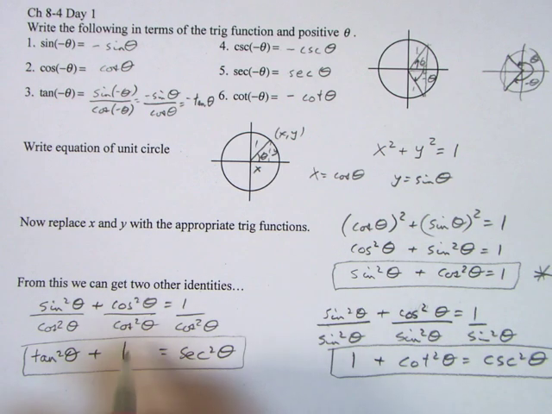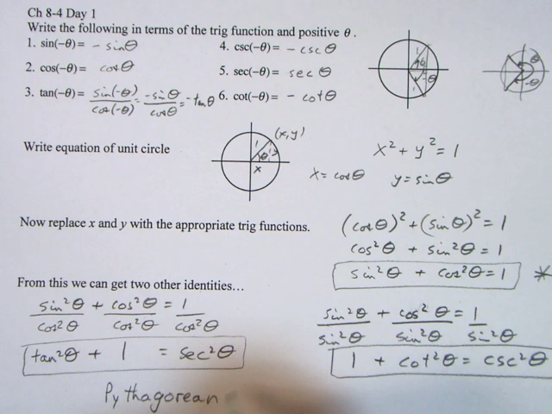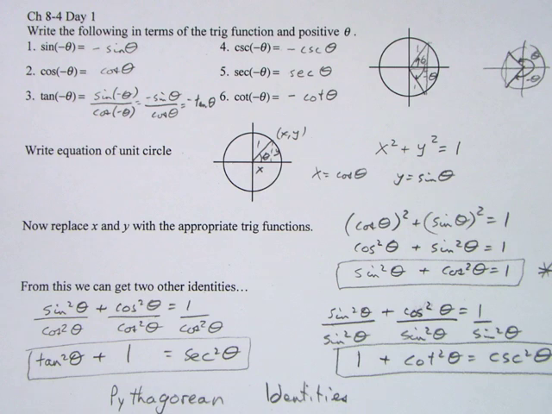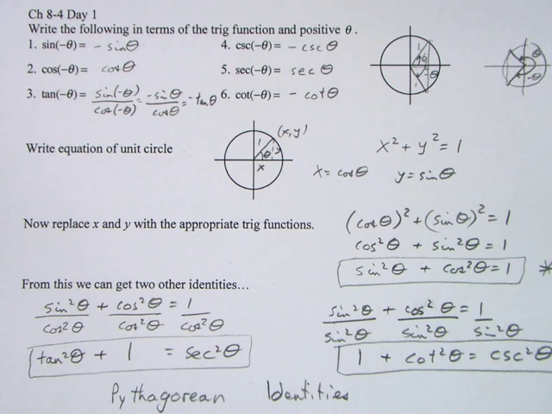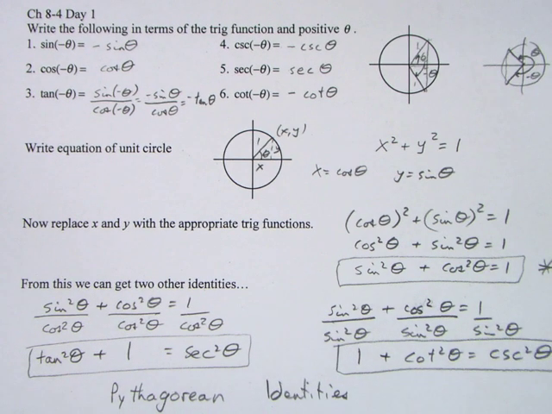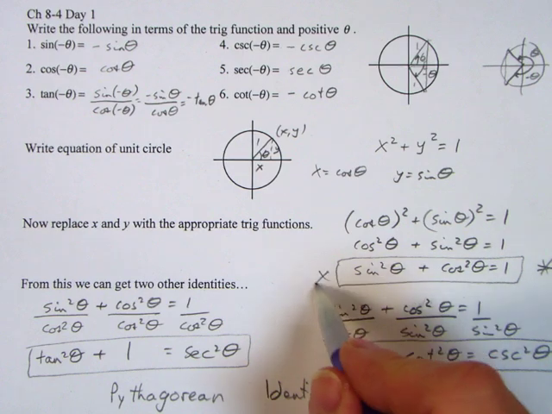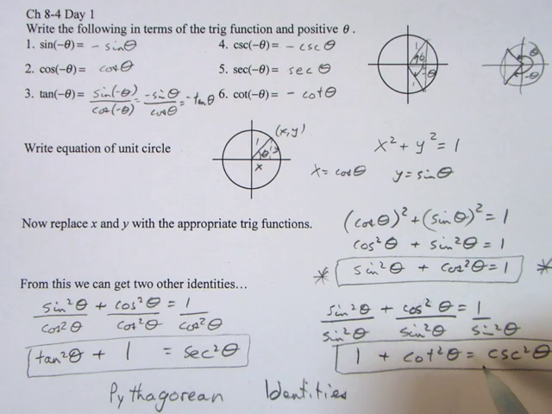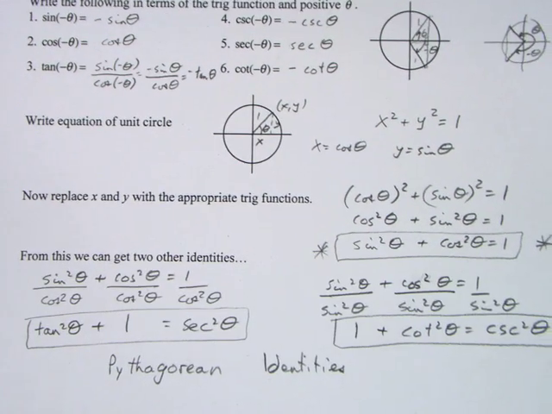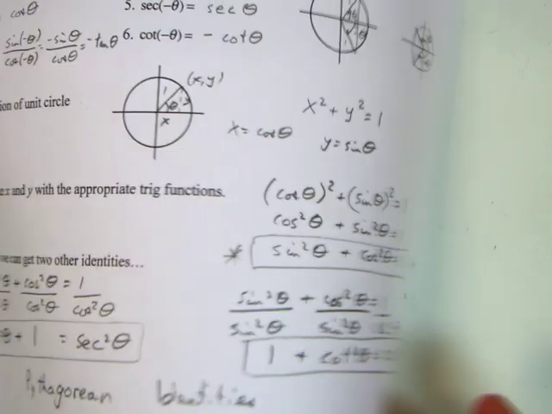These are called the Pythagorean identities. And it has that same basic thing of a squared plus b squared equals c squared, except our c here is 1. You got to know these things. The key here is the first one, because you could always figure out this second one pretty quickly. All right, let's take a look at the next part.